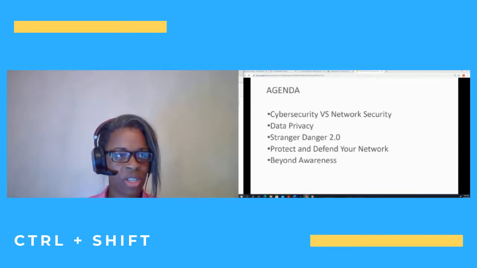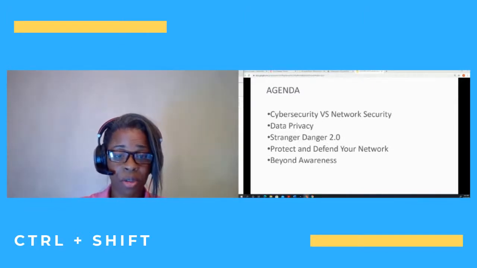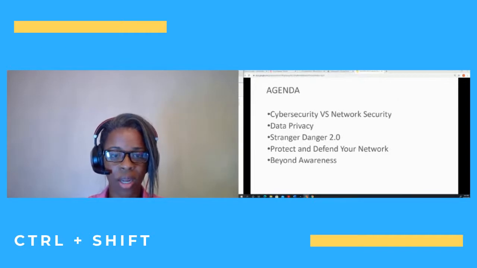So this is high level information, with a lot of words on the slide. I really just want you to take away from this that information security is the larger scope or domain. A subset of information security is cybersecurity, and a subset of cybersecurity is network security. If you take away nothing else today, I want you to take away that your data is valuable.